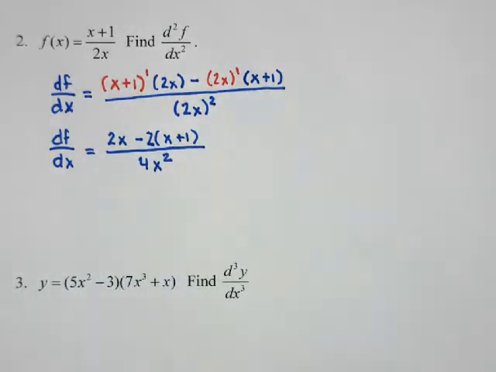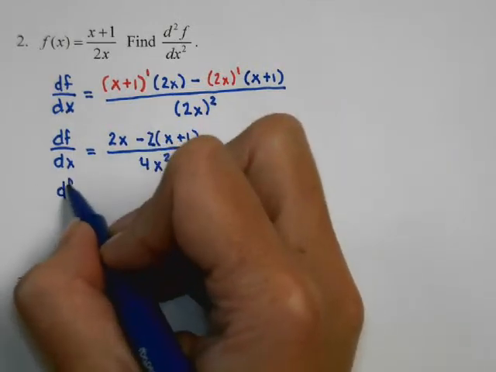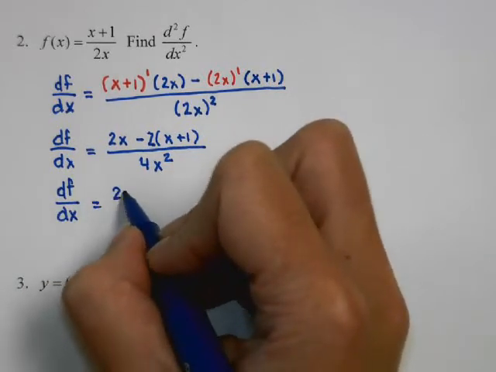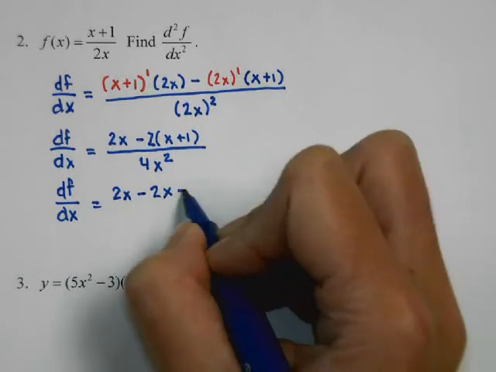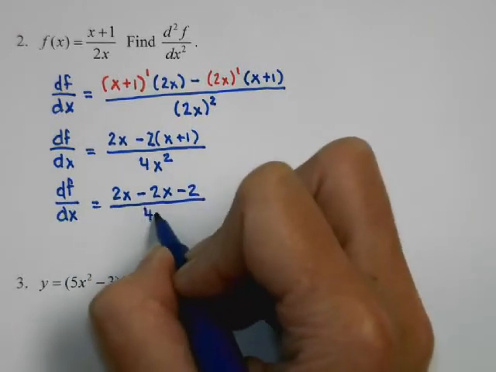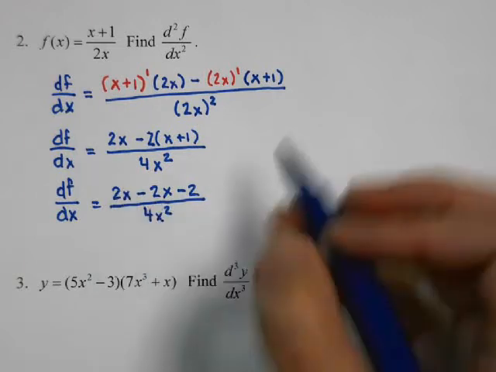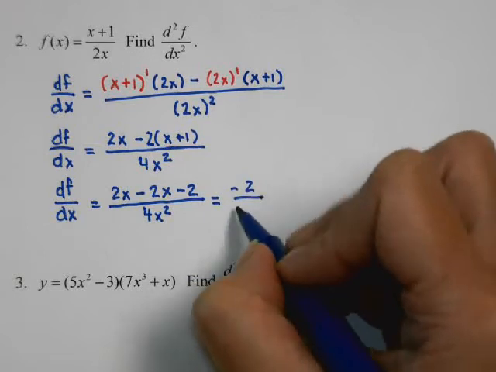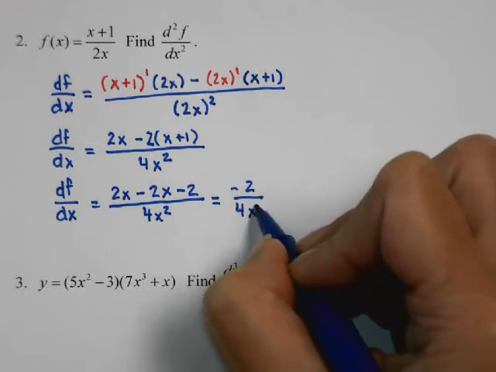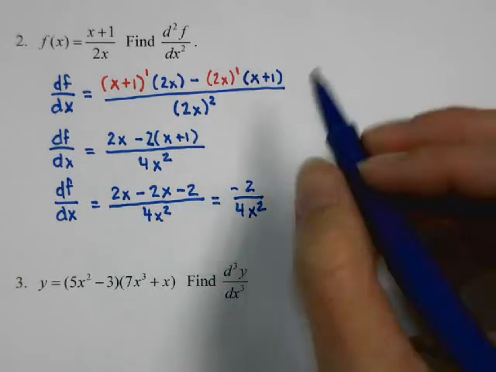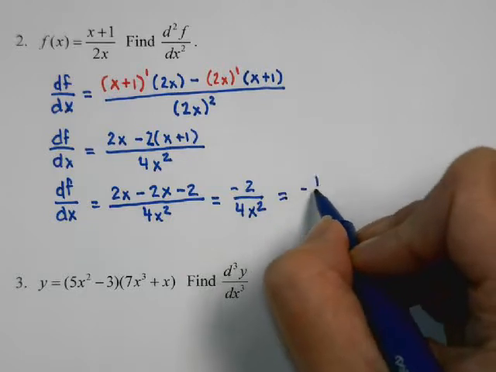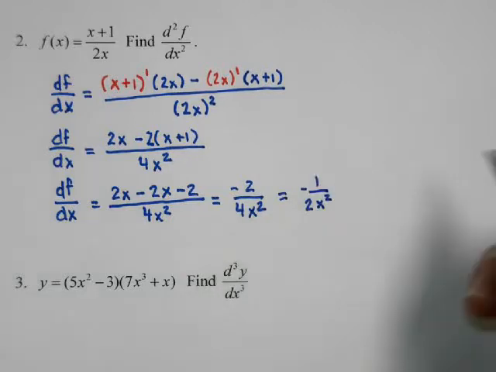Now typically I'd say just leave it here, but since we're going to have to do more with this, it is advantageous to simplify. So this is going to be 2x minus 2x minus 2 over 4x squared. So 2x minus 2x goes away. So we have negative 2 over 4x squared. The 2's cancel. So this is going to be negative 1 over 2x squared.